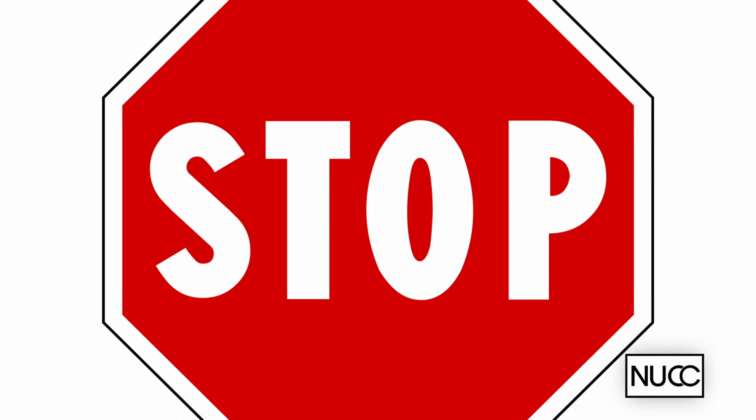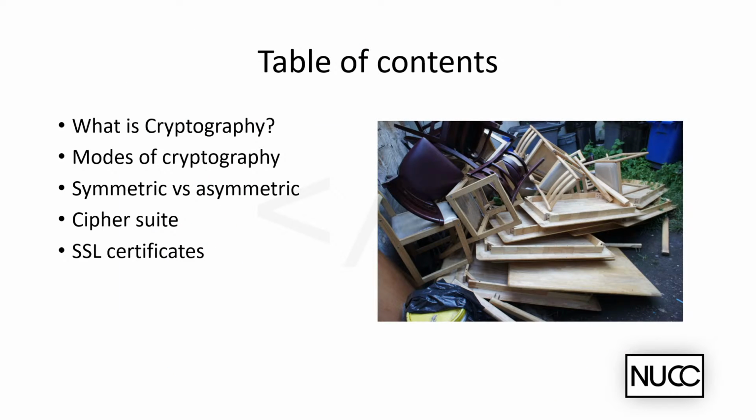So, table of contents. We're going to talk today about: what is cryptography, what is the history of it, why is it needed, how did it come into existence, and a few examples. Then modes of cryptography, so symmetrical, asymmetrical and hybrid, and cipher suites, and a bit of SSL certificates.